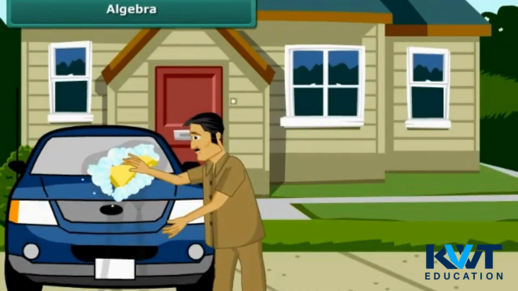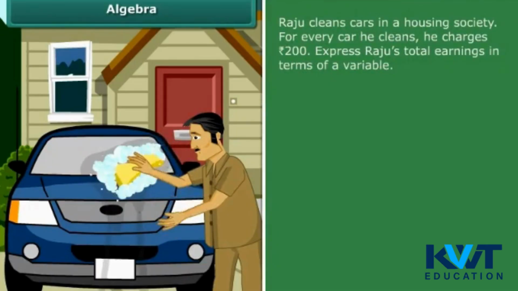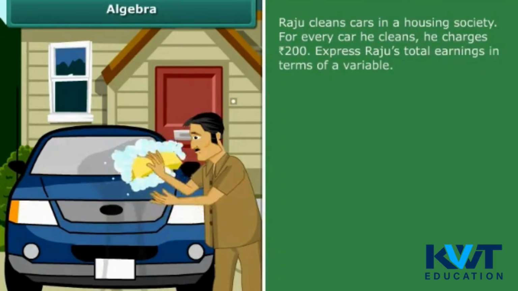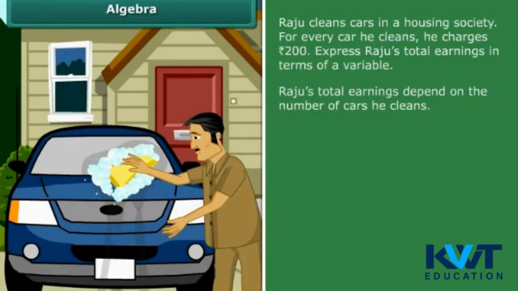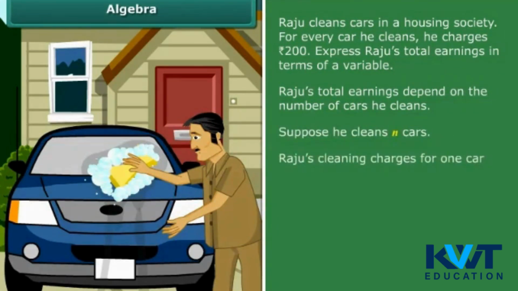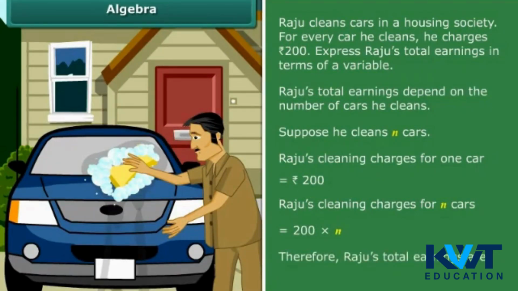Let us look at some more real-life situations in which algebra is used. Raju cleans cars in a housing society. For every car he cleans, he charges 200 rupees. Express Raju's total earnings in terms of a variable. Raju's total earnings depend on the number of cars he cleans. Suppose he cleans n cars. Raju's cleaning charges for one car is 200 rupees. Raju's cleaning charges for n cars is equal to 200 into n. Therefore, Raju's total earnings are 200n rupees.